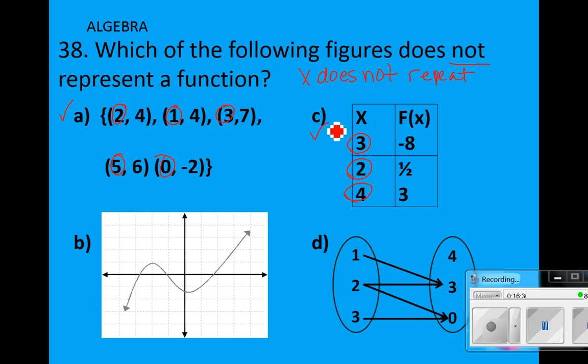Answer choice D. 1 is going to 3 parties. That's okay. 2 is trying to go to more than one party. That is not okay. Now I can go to B because I'm pretty sure I already know my answer. But choice B is different. Choice B, you have to use the vertical line test. Remember, you're trying to find a place where that vertical line is going to cross more than once. And you're not going to be able to find one. So it passes the test. It is a function. So answer choice D would be your answer.